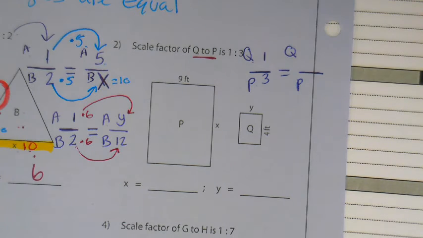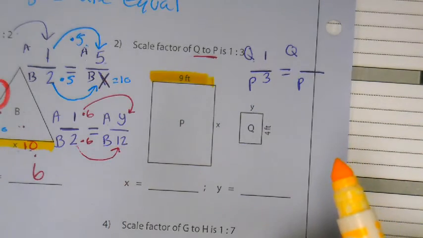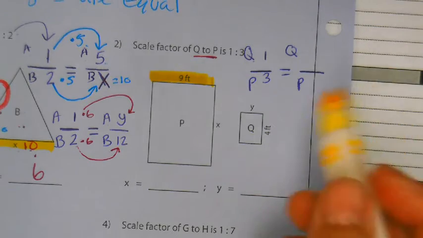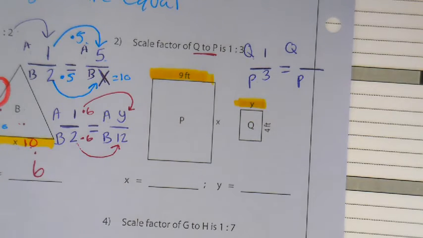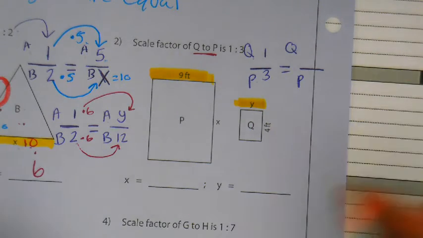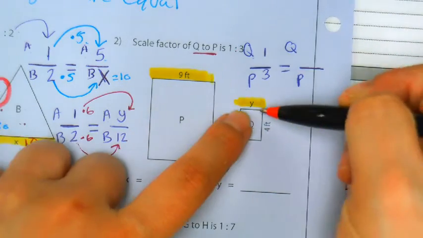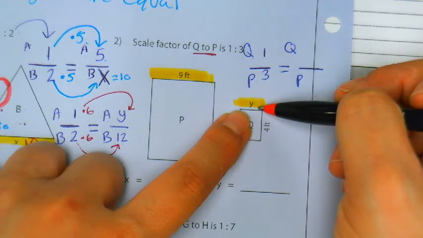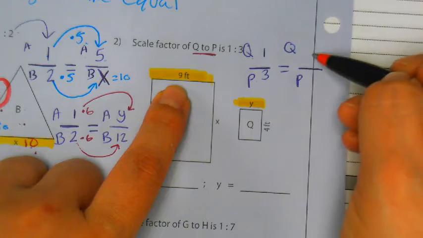All right. Which one do you guys want to do first? Do you want to do the 9? If I do 9, what does that match up to? The Y. So the side of 9 matches the Y side. Do you guys see that? Okay. Does the 9 go on the top or the bottom?